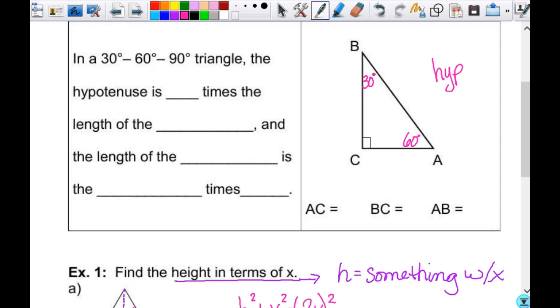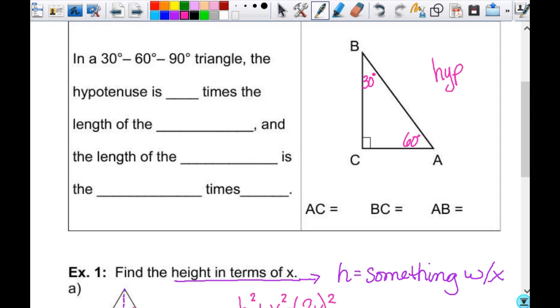So my shortest leg is where? Good. And in this particular triangle, which one is the smallest angle? The 30 degrees. Okay, does that make sense? So I know when I have short leg and long leg, the short leg is across from 30, which means the long leg has to be across from 60. Does that make sense? We good?